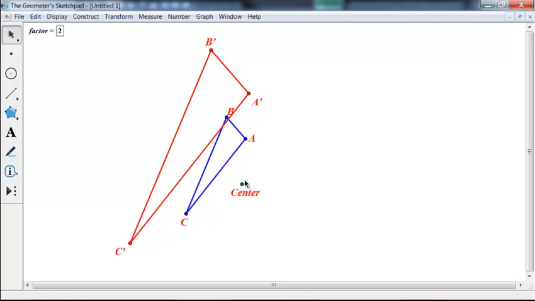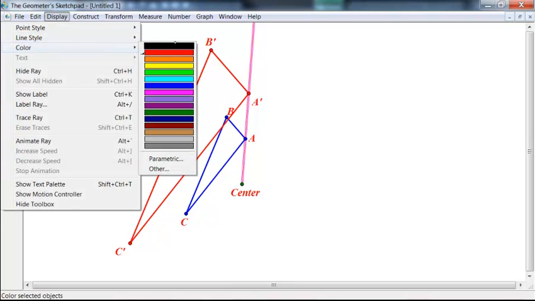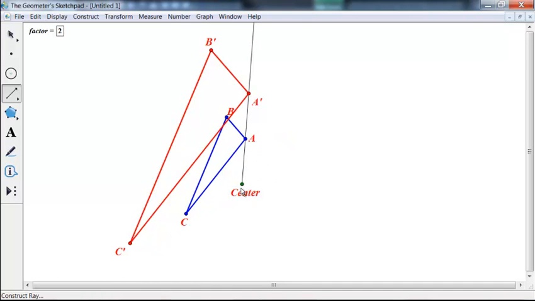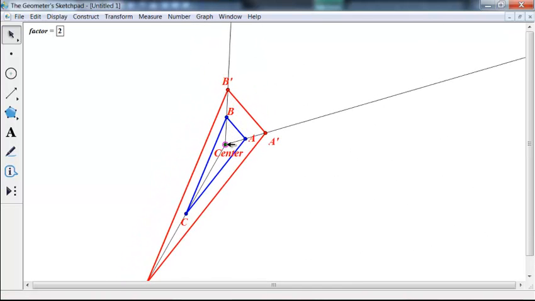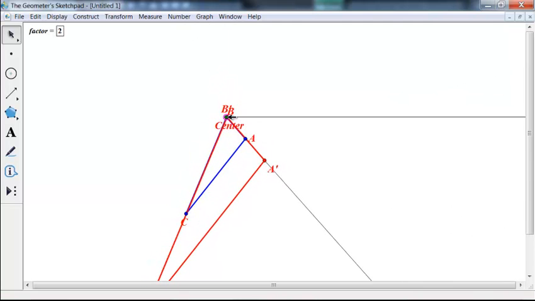What would happen if I connect with, say, a ray, the center to the pre-image point here, and then center to pre-image and center to pre-image? Look what happens. The image point is on that same ray. Isn't that interesting? Let's see if that works out. This center could be a point in the interior of the figure. It could be at a vertex of the figure.